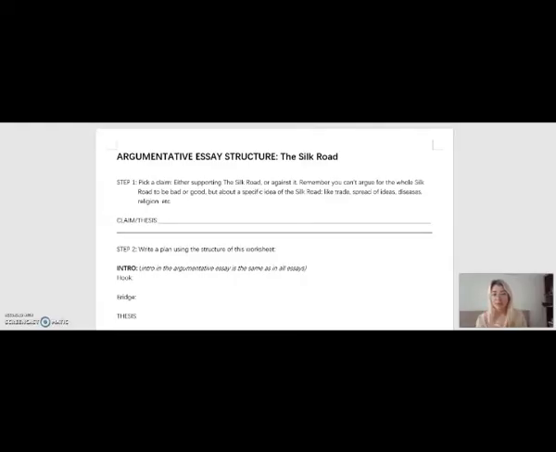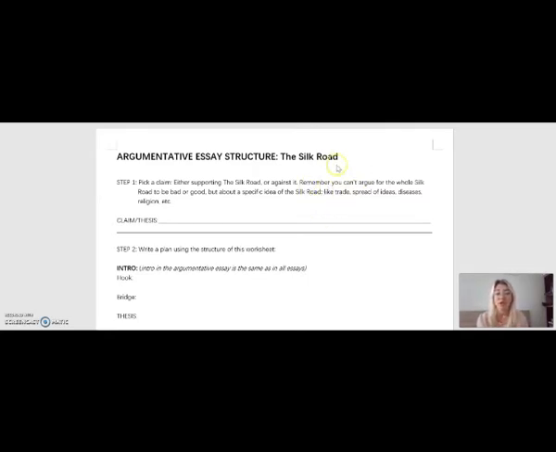Argumentative essay structure, the Silk Road. Your step 1 is to pick a claim, either supporting the Silk Road or against it. But remember that you can't argue for the whole Silk Road to be bad or good. If you claim the whole thing was either bad or good, you're making a very large claim that even historians would never make, because there are aspects of it that were good and aspects that were terrible. This is why you're focusing on one idea, the one you should have focused on when you made your video or PPT.